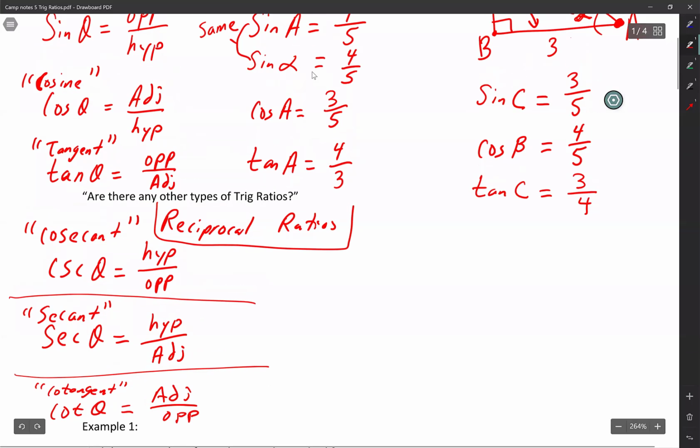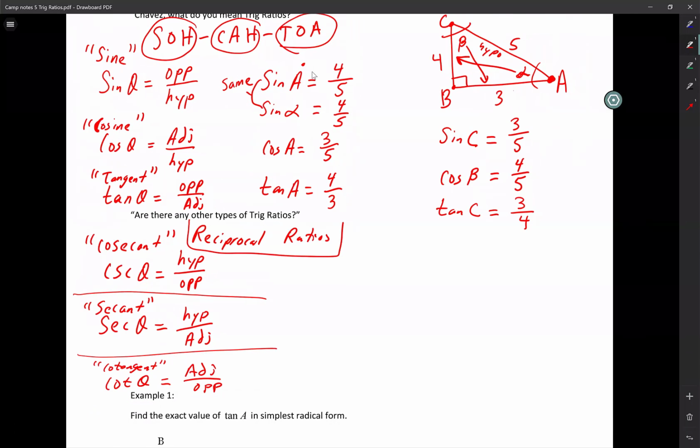So I'm going to use the top triangle here, guys, to do the same thing again. I'm going to write CSC of A. If you want, you can look at the triangle, or you can just look at sine, because cosecant is the reciprocal of sine. So the reciprocal of 4/5 is just 5/4. Or you could just say hypotenuse over opposite. Hypotenuse was 5, opposite was 4, and there it is.